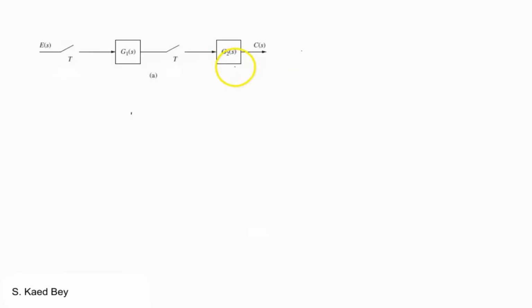Now, every time we refer to the word system, we mean it's a linear system where superposition holds, and also it's time invariant as well, where the coefficients are constant and not varying with respect to time.